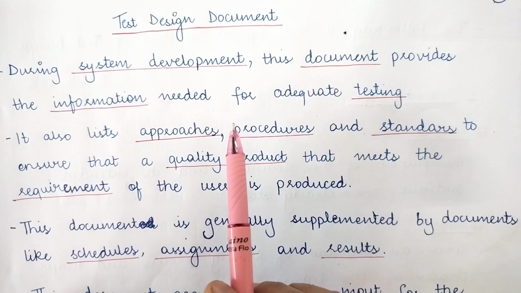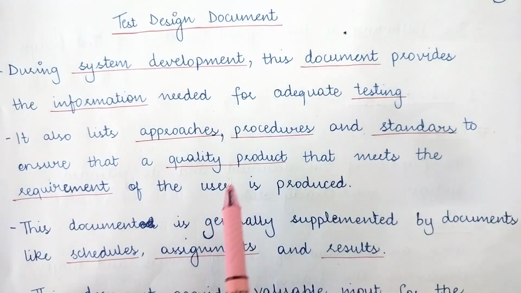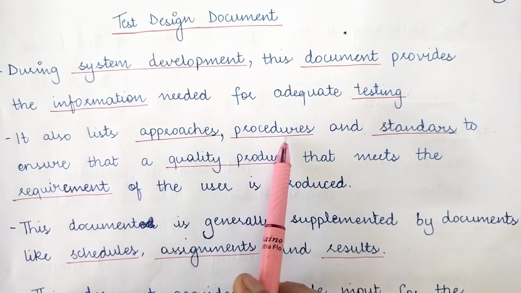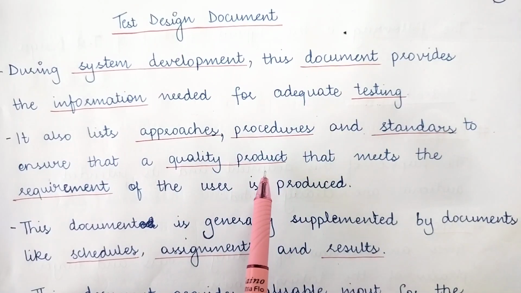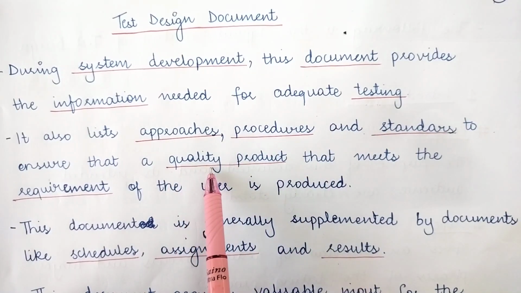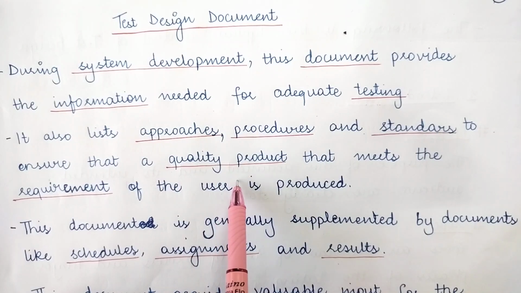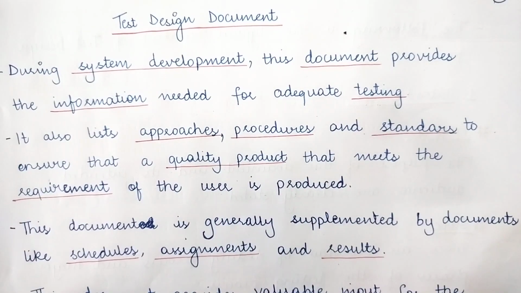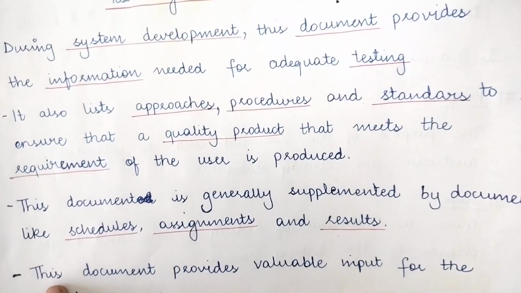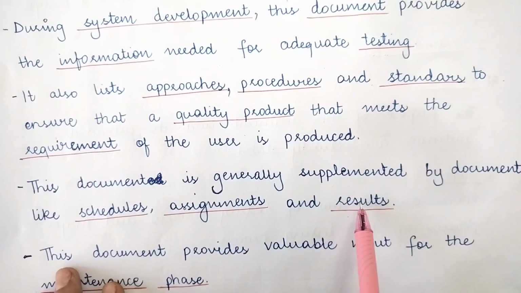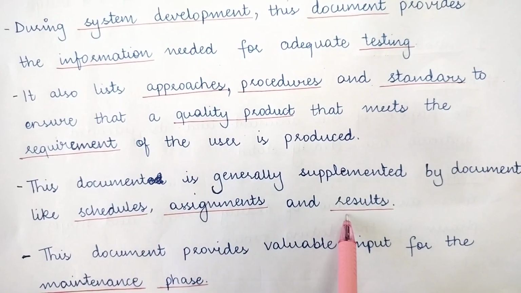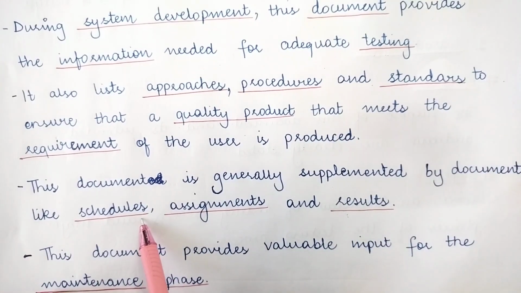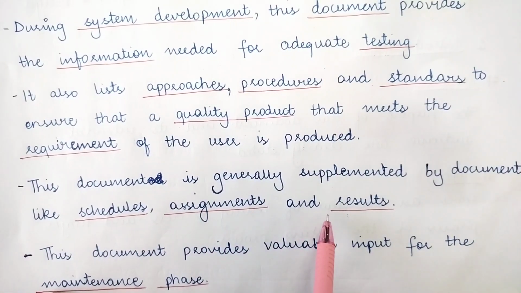So this very document, that is the test design document, provides all those or lists out all those approaches, procedures and standards, because we need to ensure that a quality product which is error free is provided to the client. Now this document is generally supplemented by documents like schedules, assignments and results. So it requires certain other documents to supplement it, which are the schedule documents, the assignments and the results.